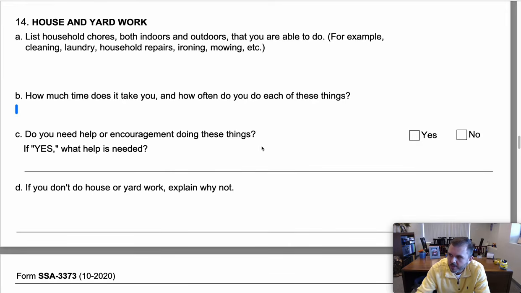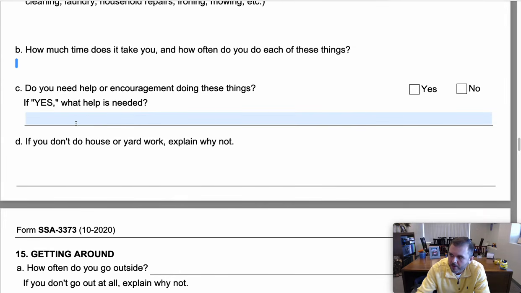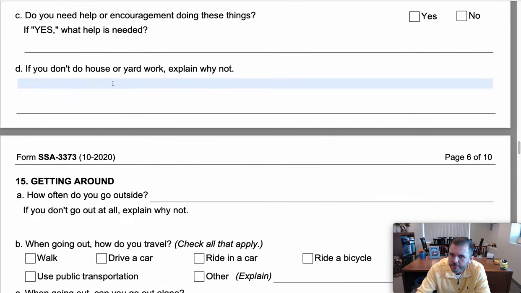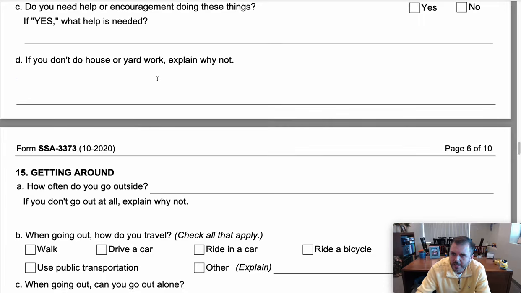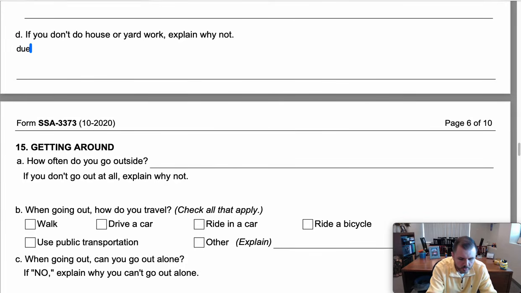Do you need help or encouragement doing these things? If you need help from a spouse or a family member or a roommate, you do want to say yes here. If you don't do house or yard work, explain why not. And in this case, if you don't do it, due to my disabilities. I counsel clients to use disabilities as much as possible just because of the psychological effect. You don't want to say conditions as much as disabilities because you're hammering home to Social Security that I'm disabled. These are my disabilities.